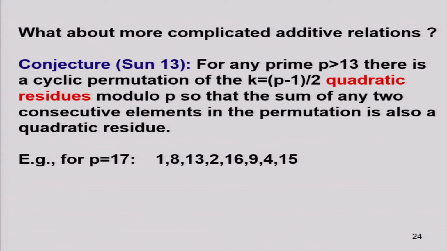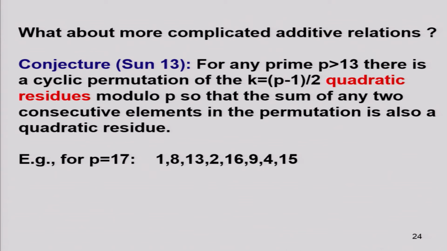For every prime p bigger than 13, it was very specific. What is written here is not true for 13, but for every prime p bigger than 13, you can take all the p minus 1 over 2 quadratic residues modulo p, put them along a cycle, and the sum of every two adjacent ones will also be a quadratic residue. Okay, and here is an example.